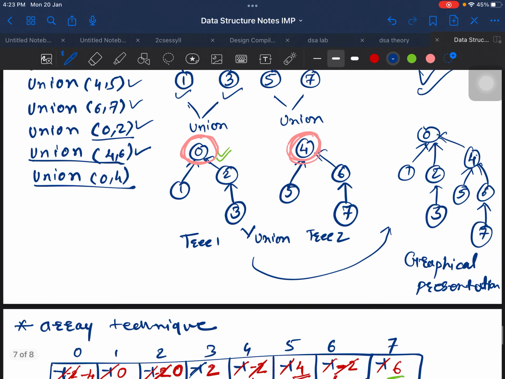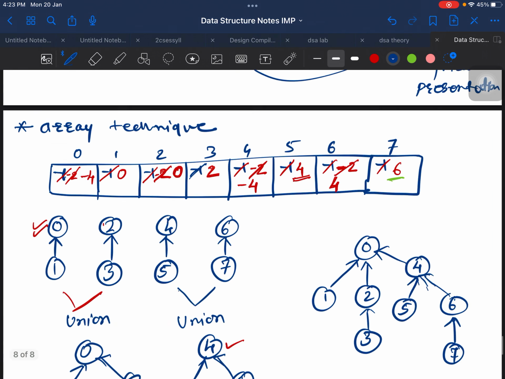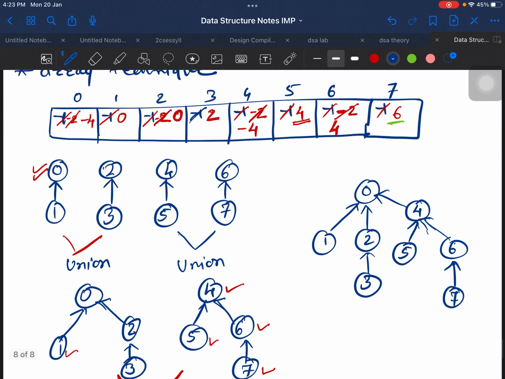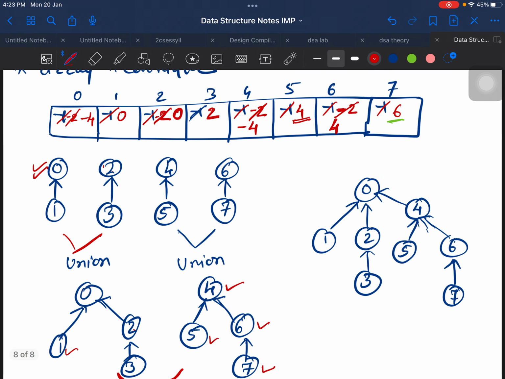Okay, so guys, this is my final diagram, which we already got here in the graphical representation. Same diagram we got here also. Now I will make changes in my array. First of all, start with 7. Who is the parent of 7? 6. So under the 7 we have a 6 here. So no need to change. Then come to 6. Who is the parent of 6? 4 is the parent of 6. So under 6 we have a 4. So no need to make any changes.